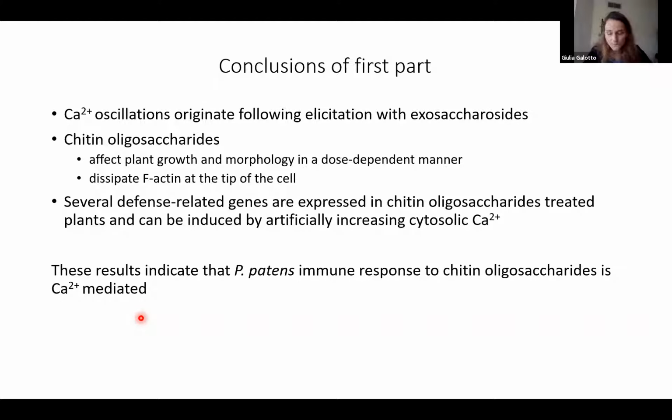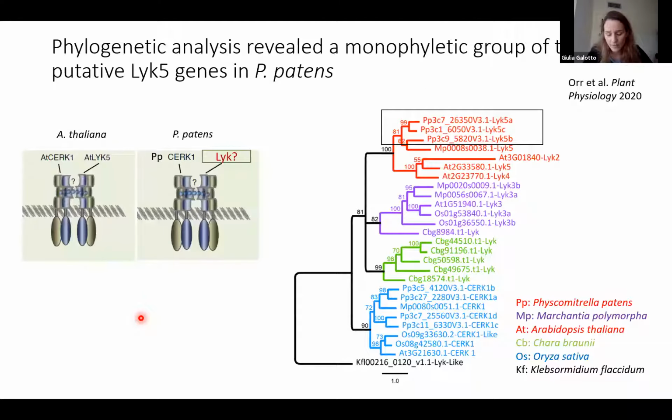So now, I'd like to show you some data that are relevant to this story, but were published in a different publication recently from our lab. We wanted to identify which one is the receptor for chitin in Physcomitrella patens. Both Arabidopsis and Physcomitrella patens have a cytosolic calcium increase. So we wondered if also in Physcomitrella patens, as in Arabidopsis, LIC5 participates in calcium sensing.